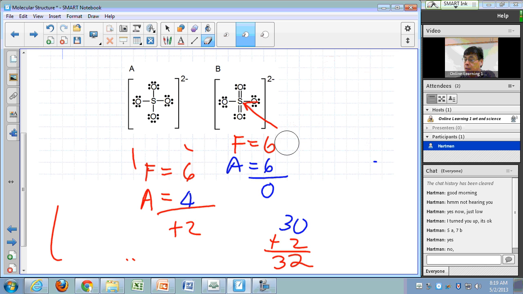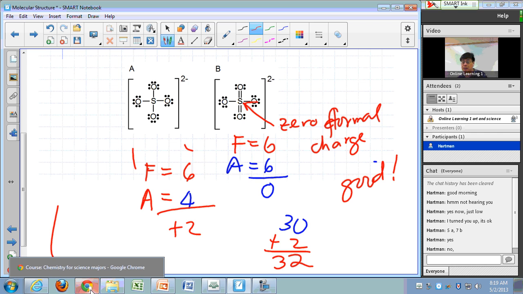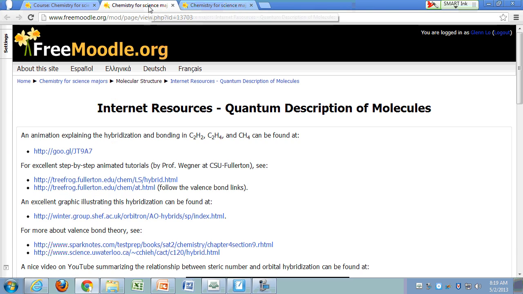We say that this particular sulfur, the way this structure is drawn, has a 0 formal charge, and so that's good. We like that. So that's a general strategy you can use. The way to be good at drawing these Lewis structures is really to just practice. There's a nice website where you can go through a lot of practice tutorials. I posted that on the free Moodle site under the Internet Resources for Lewis Structures and Molecular Geometry.